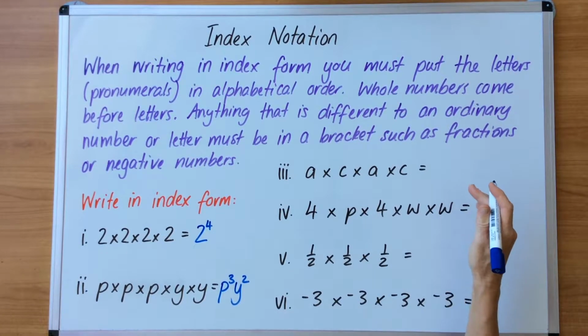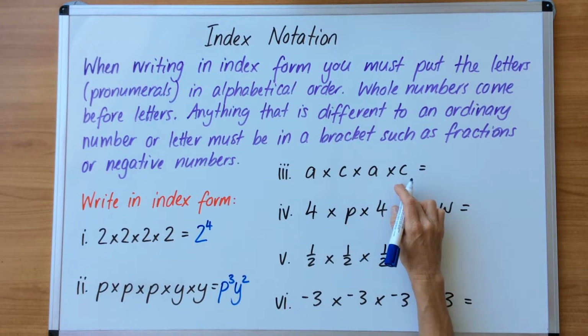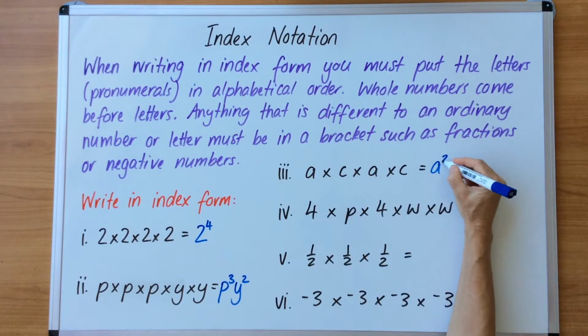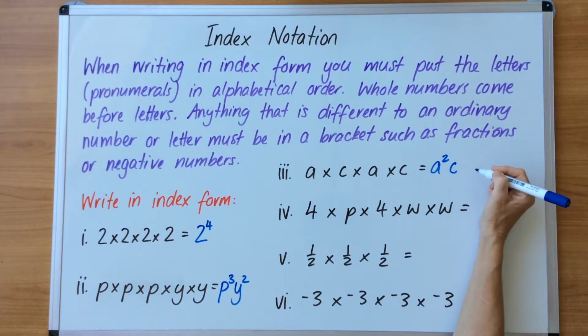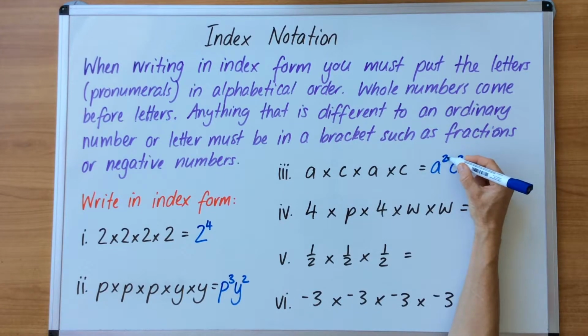Over here to the right, we have A times C times A times C. Well, A is alphabetically first, and I can see 1, 2. There are 2 A's, and the letter C comes second, and there are 2 letter C's. So A to the power of 2 and C to the power of 2.